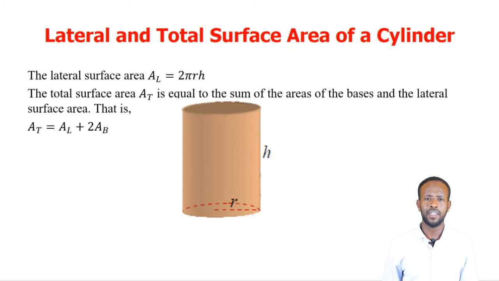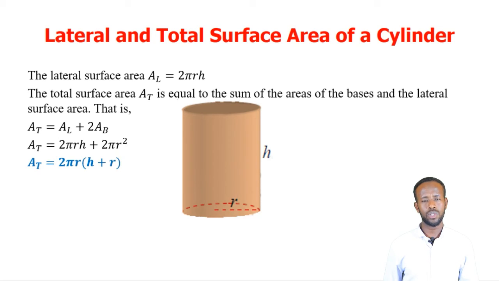What is the area? By what formula can we find the area of a circle? Very good. πr squared, isn't it? Now let us simplify this formula. AT is equal to 2πrh plus 2πr squared. Now what is common? 2πr is common for them, isn't it? Now let us write total surface area is equal to 2πr times h plus r.